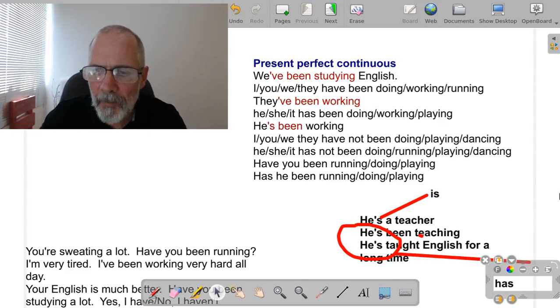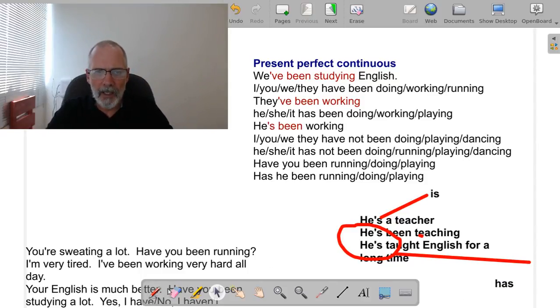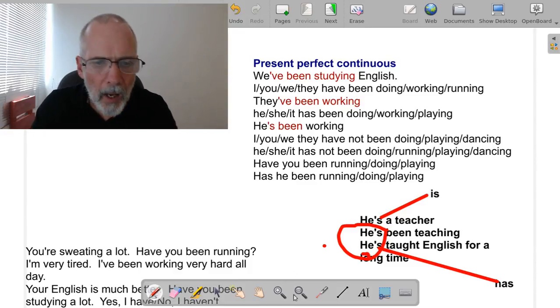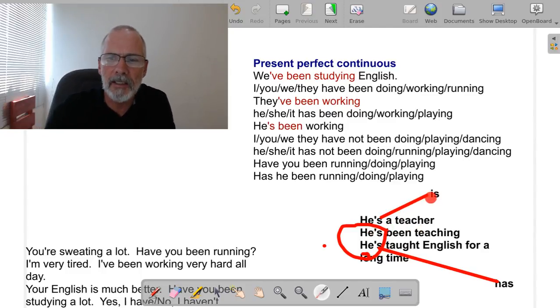So don't get confused. If it's followed by, let's erase that so you can get that right there, sorry. Here and here is has. If it's followed by the past participle, then here this is the past participle of be, been. He's been teaching. If the contraction is followed by the past participle, or here taught, which is the past participle of teach, then it's has. And if it's followed by a noun or an adjective, then it's is.